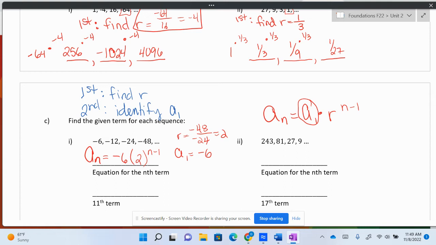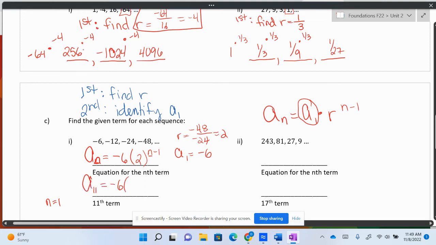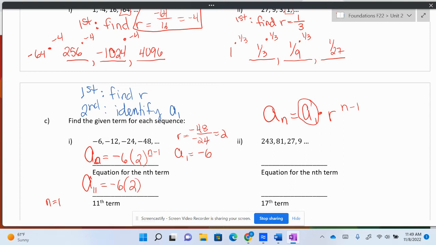We use the explicit form when we are trying to find the nth term. Now, what is the nth term we're trying to find? N equals 11. So that means I'm going to replace the n here and solve it. So a sub 11 equals negative 6 times 2 to the 11 minus 1 is 10. Okay. So in your calculator, you have to take negative 6 times 2 to the power of 10. What'd you get?